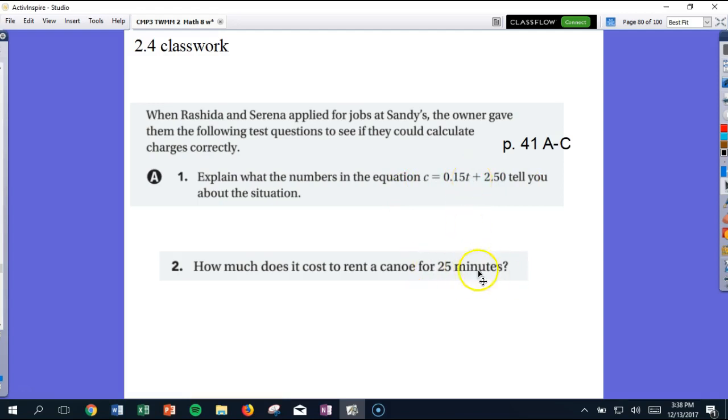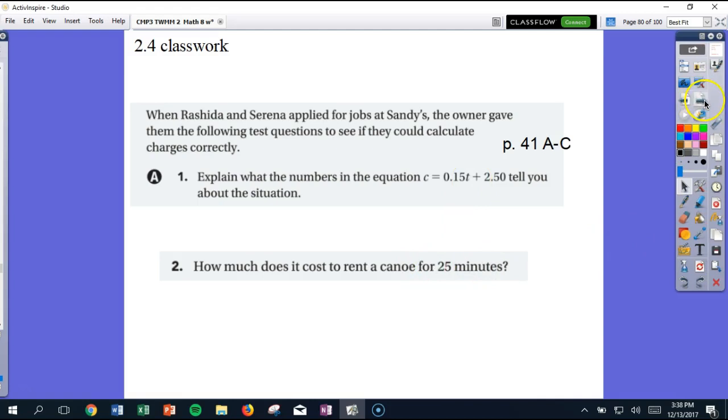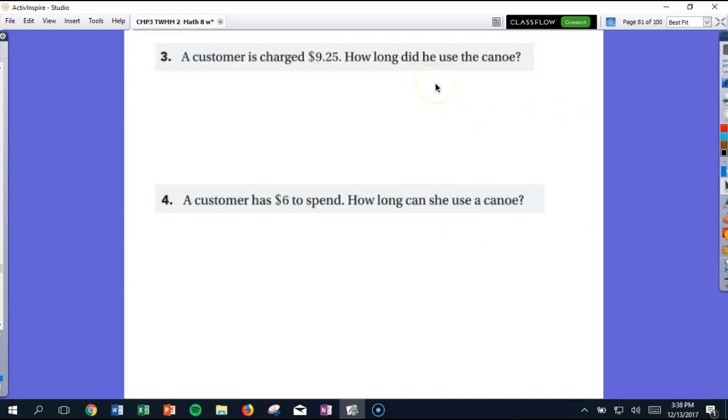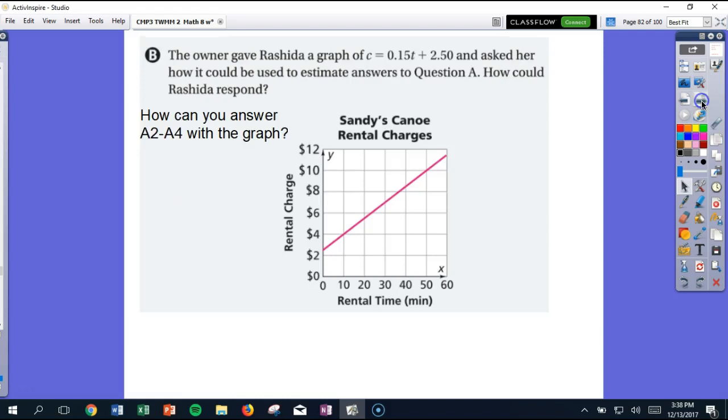Each one of these gives you a clue as to what variable you should be substituting in for, and then you need to be solving for the other one. So if a customer is charged $9.25, how long did he use the canoe? Also, another customer has $6 available to spend. How long can she use a canoe for $6?